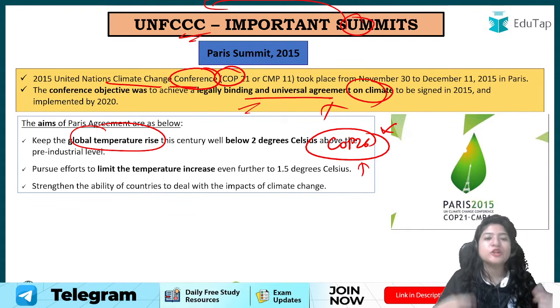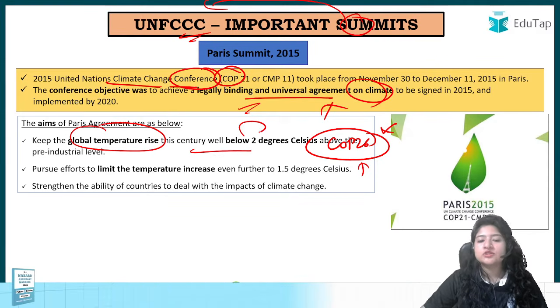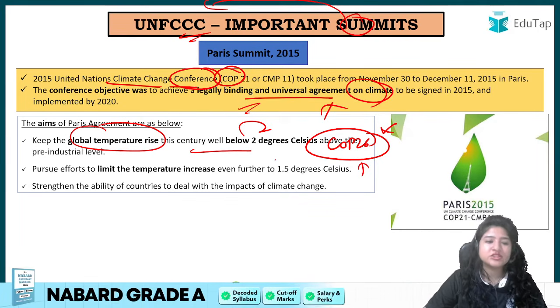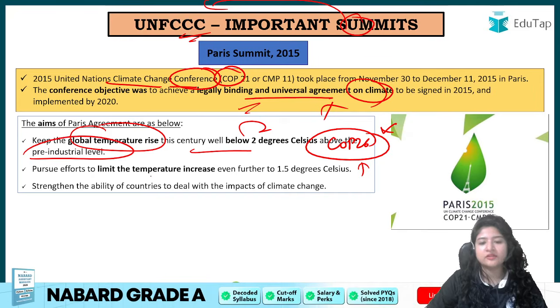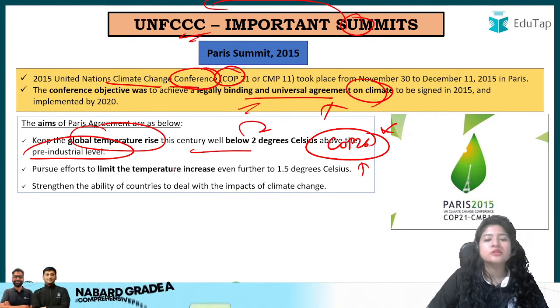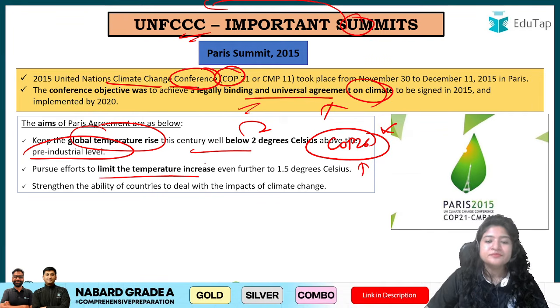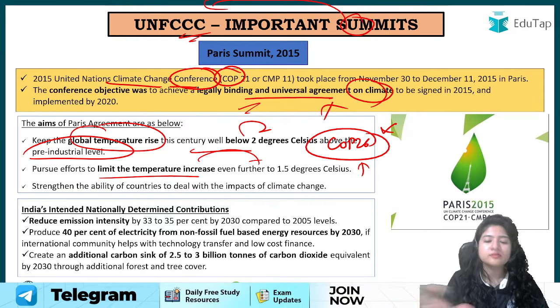So the Paris Summit talked about reducing overall global temperature this century below 2 degrees Celsius above the pre-industrial level. So they have taken one particular time period and it was aimed that you have to bring it below 2 degrees. Okay, and not let it go beyond 1.5 degrees, though this aim was not achieved, but yes, that was the aim. Okay.